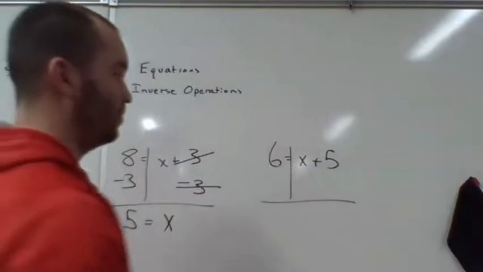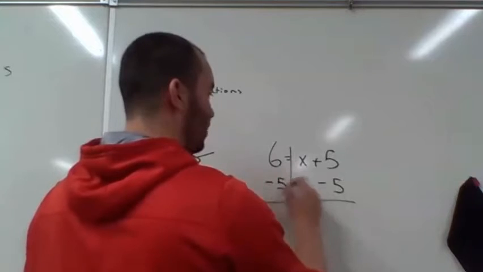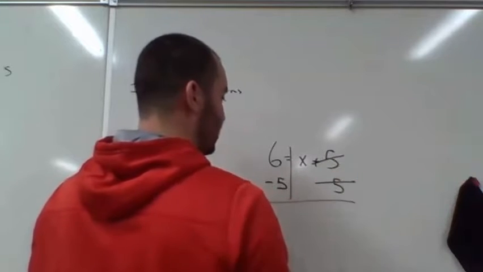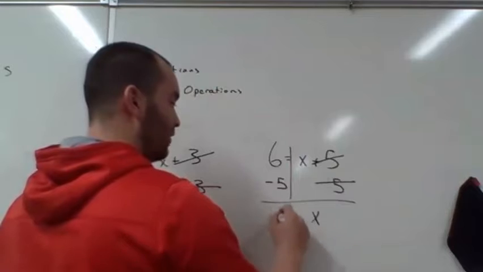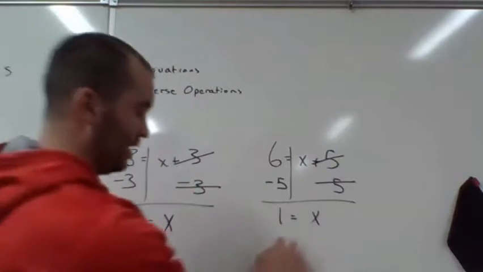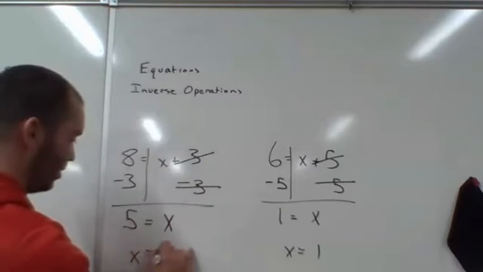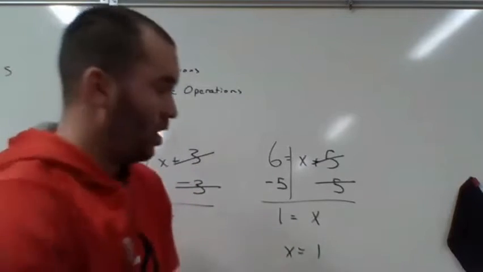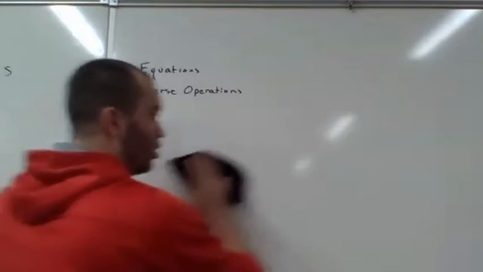Same thing over here, okay? We have an adding 5, so we subtract 5 and subtract 5. That cancels that, cancels that. Our x gets brought down, and 6 minus 5 is 1. So x equals 1, or 1 equals x. If this goes either way, you can write it like this as well. Either way works, okay?